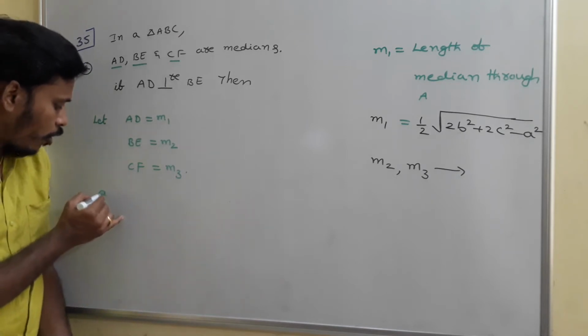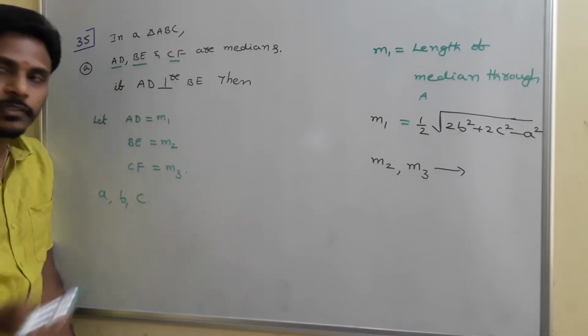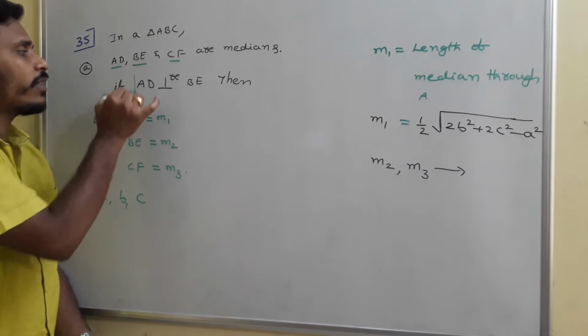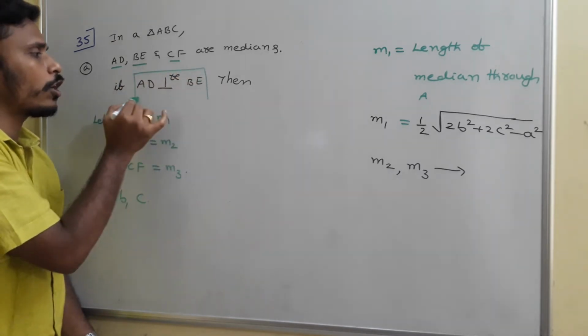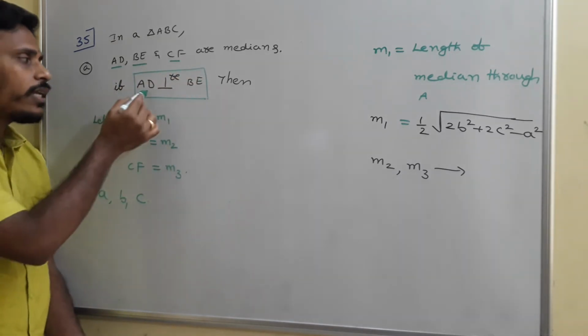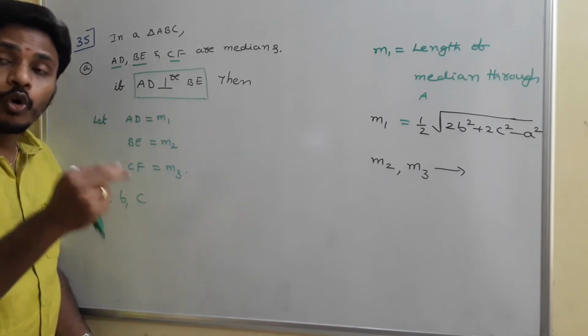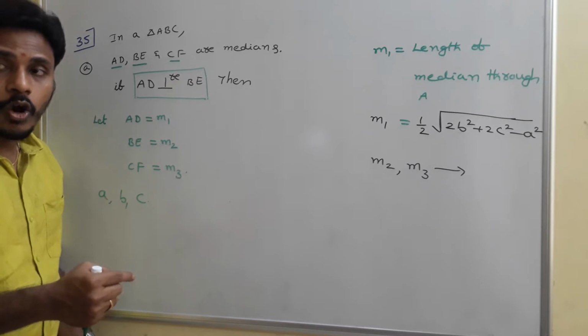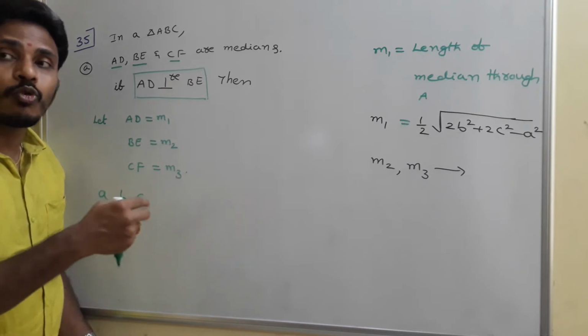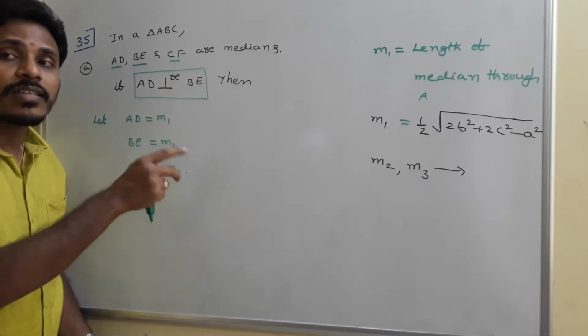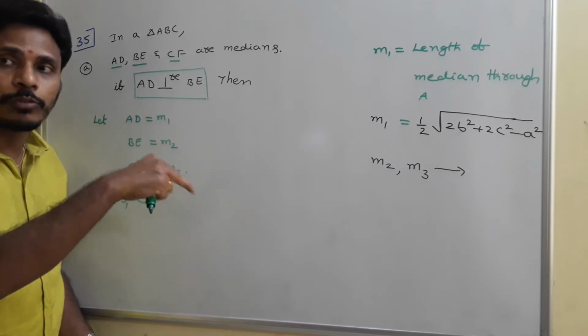And we know that small a, small b, small c are the sides. And in the problem, it is given that AD is perpendicular to BE. So AD is the median through A, BE is the median through B, and those two medians are perpendicular. Okay. So what will happen if two medians are perpendicular? You just analyze this problem in all other possible ways also.